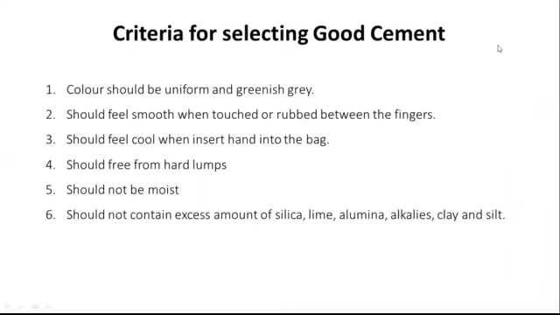Now, this is the criteria for selecting a good cement. How can we identify that cement is good for construction? The color should be uniform and greenish gray. It should feel smooth when touched or rubbed between the fingers. It should feel cool when you insert your hand into the bag. It should be free from hard lumps. It should not be moist and should not contain an excess amount of silica, lime, alumina, alkalis, clay, and silt.